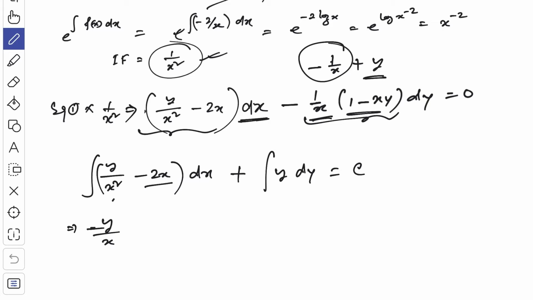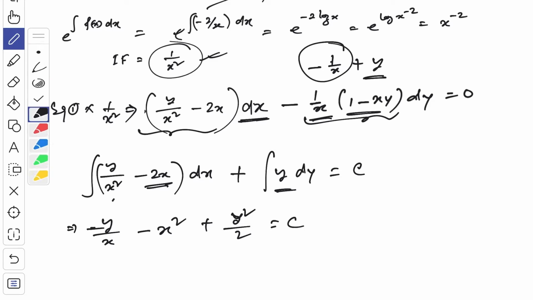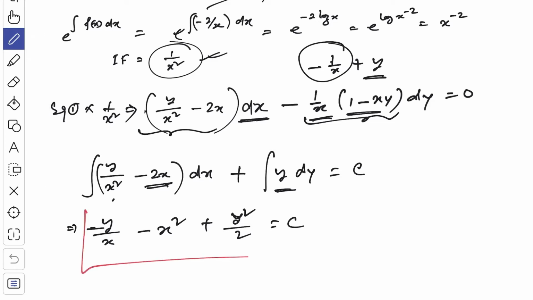If you integrate this minus twice x term, then you will get minus twice x square by 2, so 2 cancels, so we have got minus x square. And if you integrate this one, then what you will get, y square by 2 equal to c. So that is our solution. That's how we can solve.